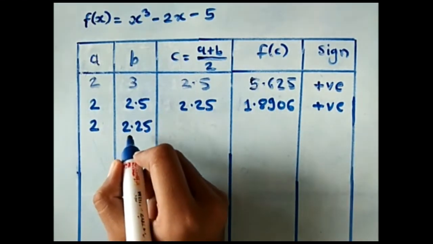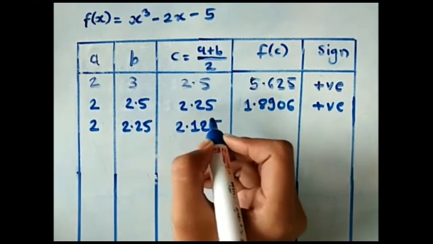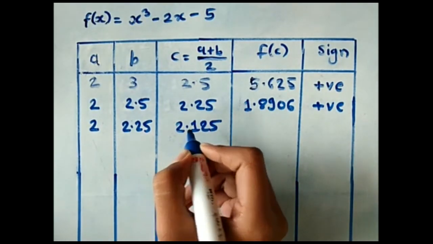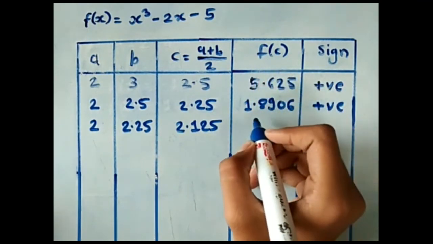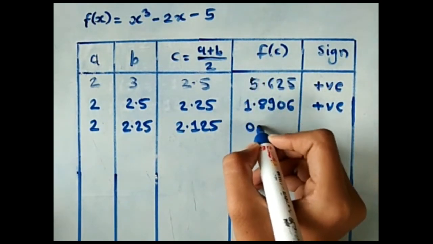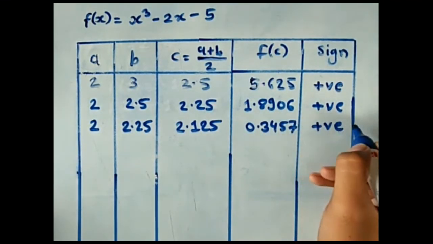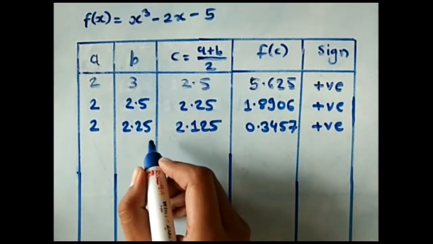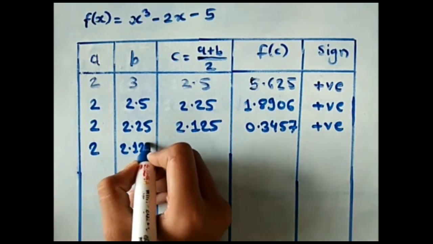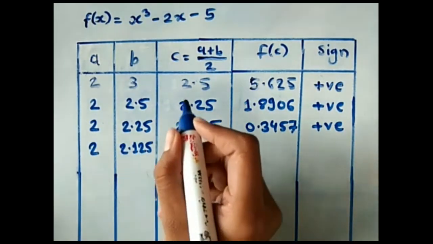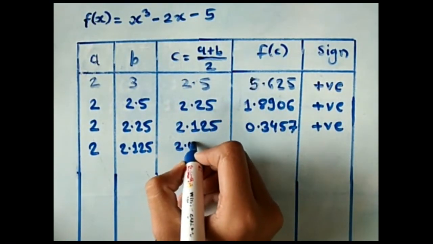By putting the values of a and b in the formula for c, we get 2.125. Again by putting this value in the function, that is f(c), we get 0.3457. Here also the value is positive. Again by replacing b with c, we get the value of c, that is 2.0625.